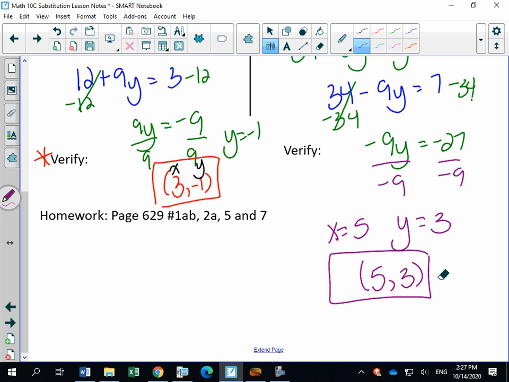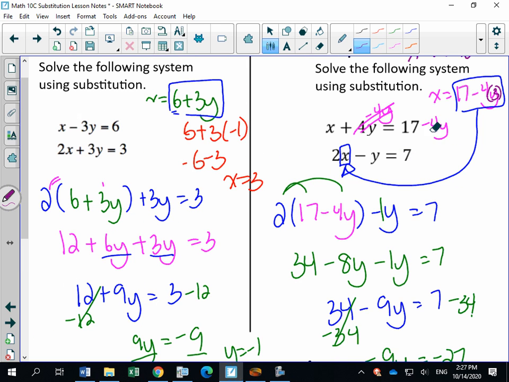If you were going to verify this, x is 5, y is 3. Where you need to verify is always into your original. You'd plug it into the first system and you'd get 17. You'd plug it into the second system and you'd get 7. It has to verify in both systems in order to be a solution, and you would be done.